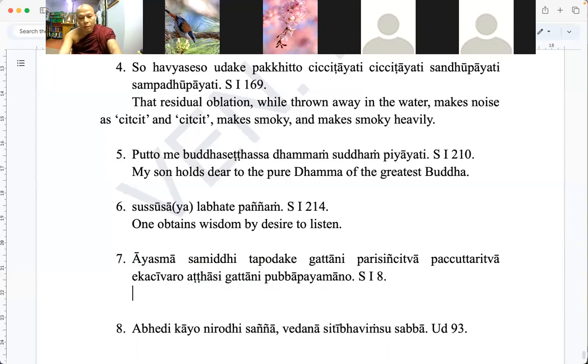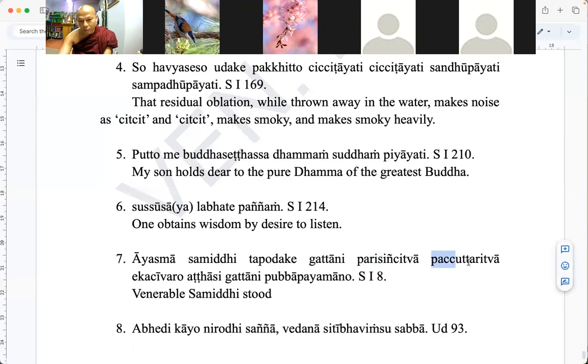So ayasama samadhi, so venerable samadhi and then atasi. So stood. Okay, stood. And then now here one gerund.